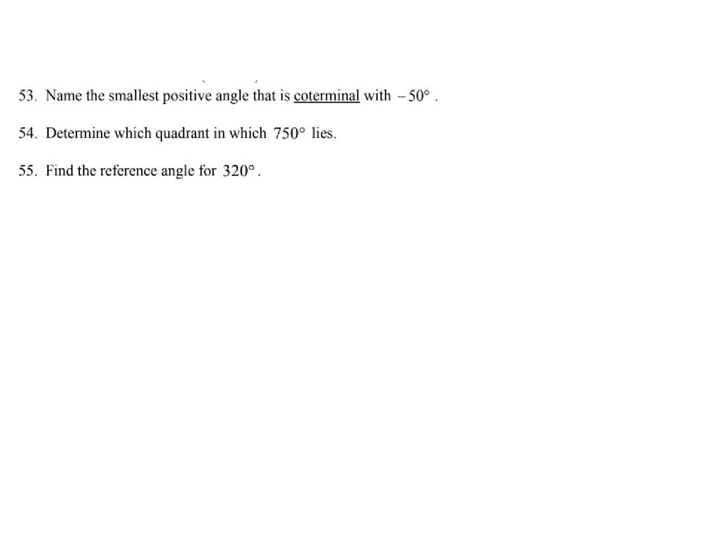All right, name the smallest positive angle that is coterminal. Coterminal means that they start and stop in the exact same location. That means you can add or subtract a rotation. Let's add 360 to this. So 360 minus 50 is 310.